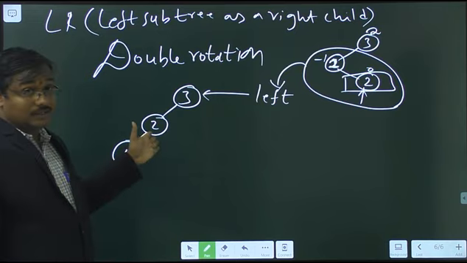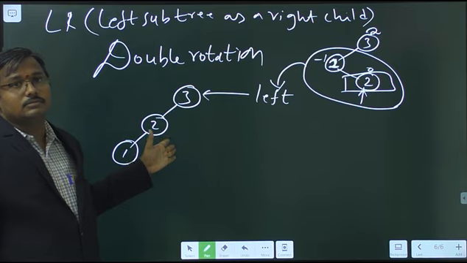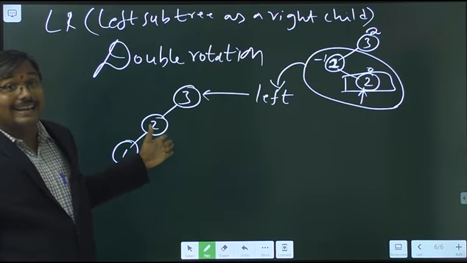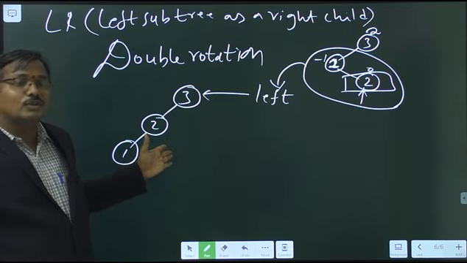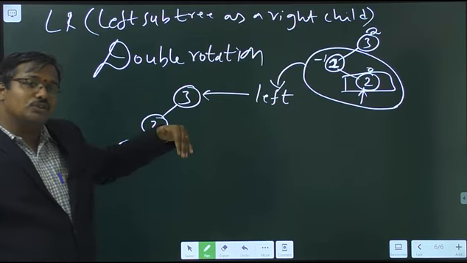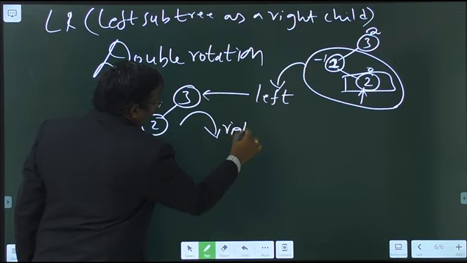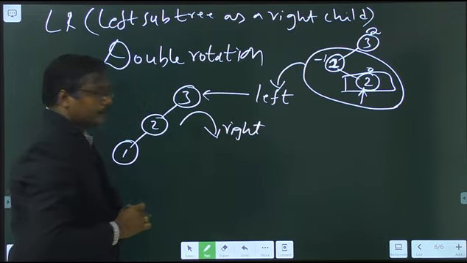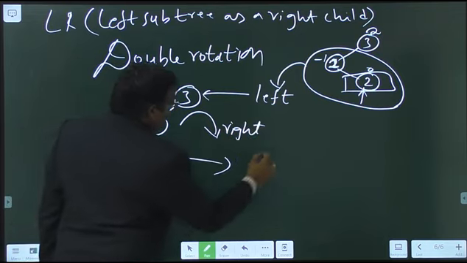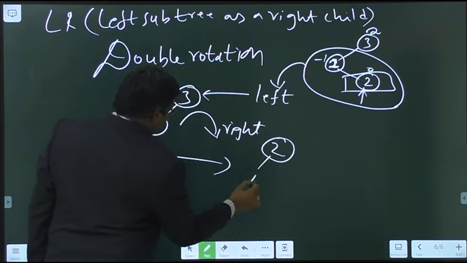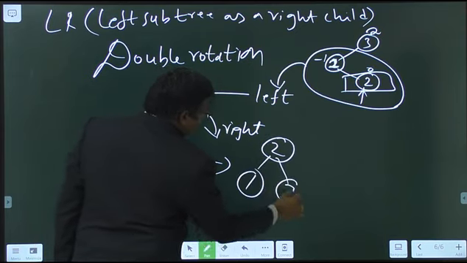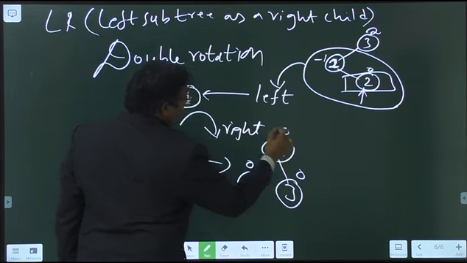Do you know what resultant rotation we have to do for this case? What kind of case is this? LL case. So what is the solution for this? We need to rotate towards the right. Here we rotate towards the right direction. So what is the resultant tree you are getting? 2, 1, 3, with balance factors 0, 0, 0.